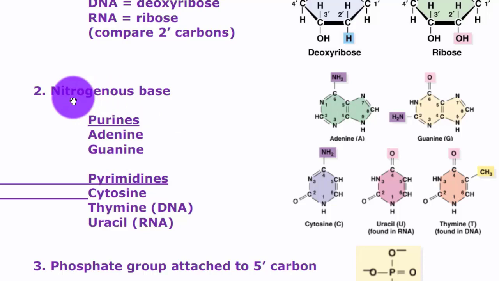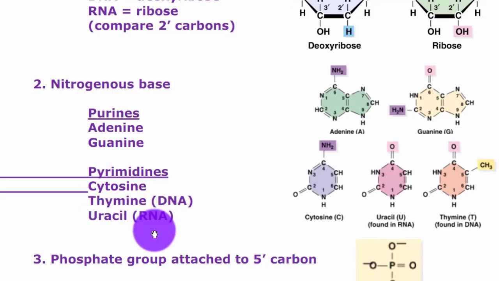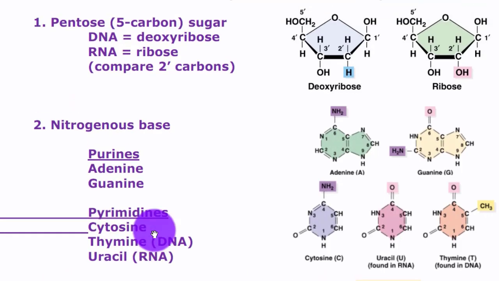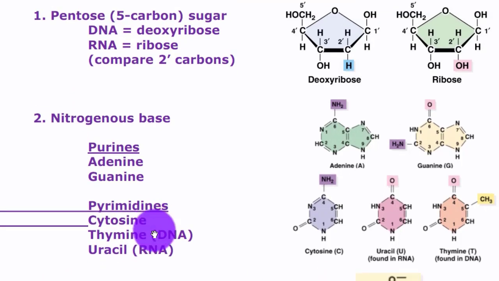Nitrogenous bases are of 2 types, purine and pyrimidine. Purines are adenine and guanine. Pyrimidines are cytosine, thymine, and uracil. Thymine is in DNA and uracil is in RNA. This is the structure of DNA, as we know.